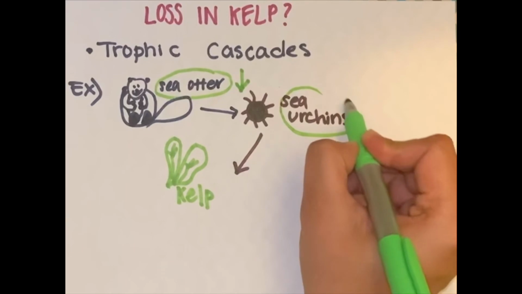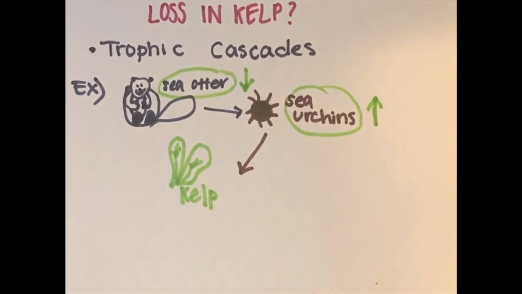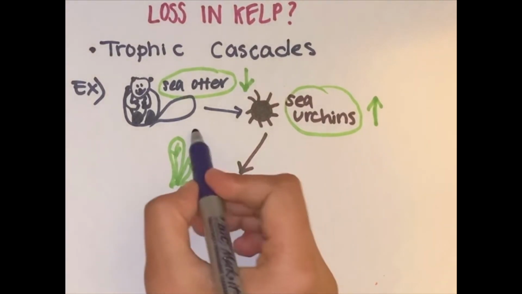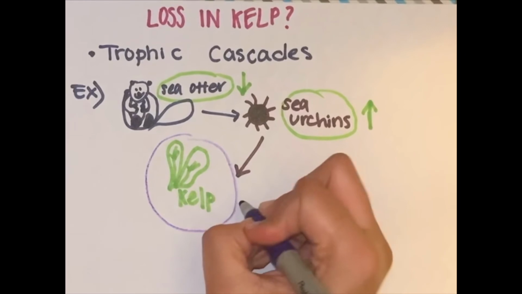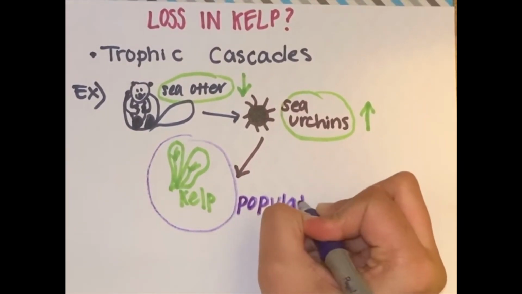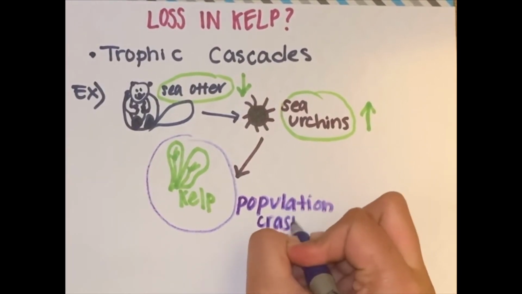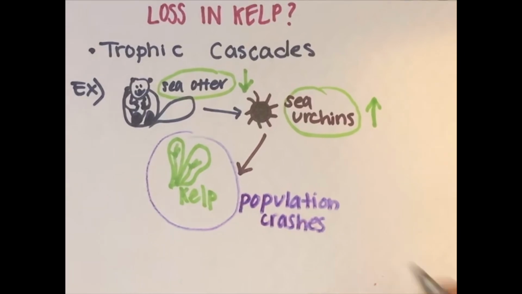Since there are not a lot of sea otters eating sea urchins, the population of the sea urchins increases by a lot. If the population of the sea urchins is unchecked, they start to eat kelp at alarming rates. This causes the kelp population to crash. This is a complete trophic cascade that results in a loss of kelp.